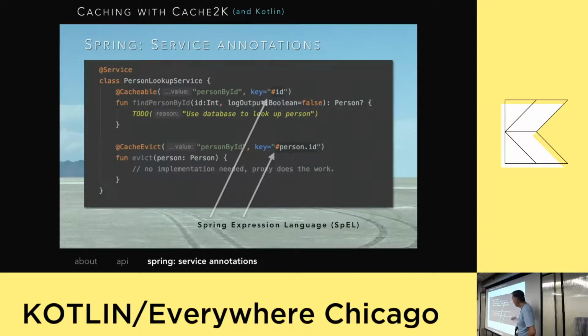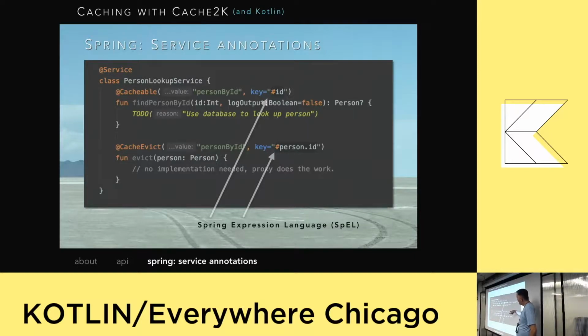The second example is to evict something from the cache. In other words, delete that entry from the cache. Here, interestingly, you don't need to implement anything because there is no business logic. I mean, I guess you could have business logic if you wanted to delete something or whatever, but normally when I use it, I just have it empty.